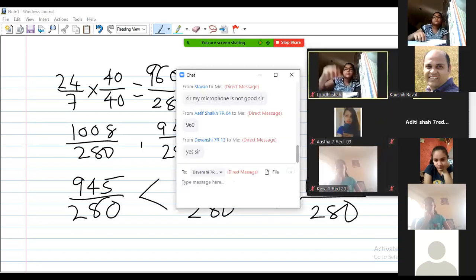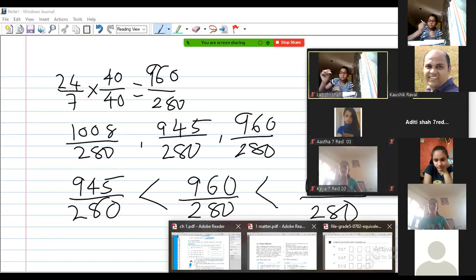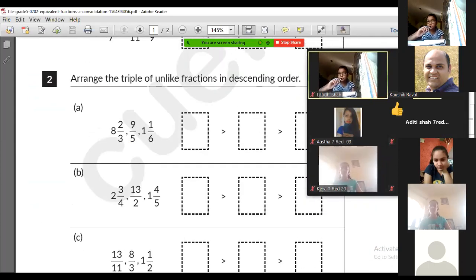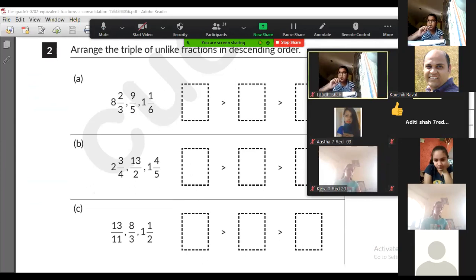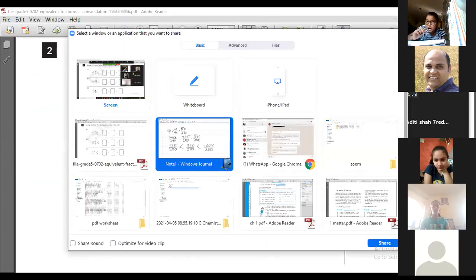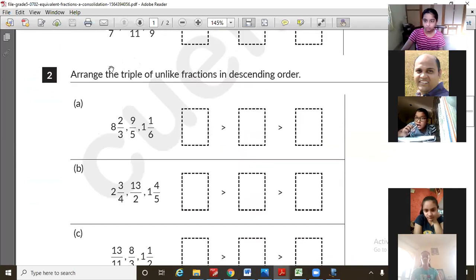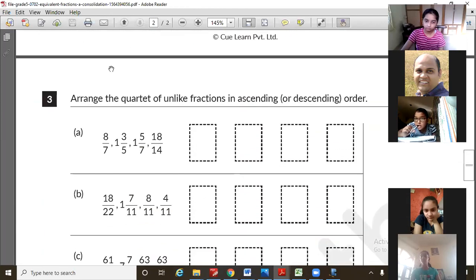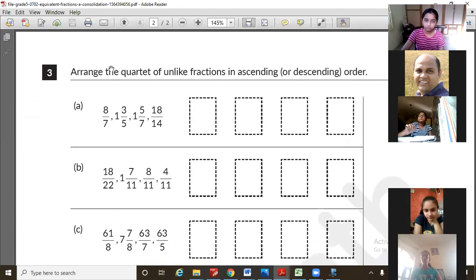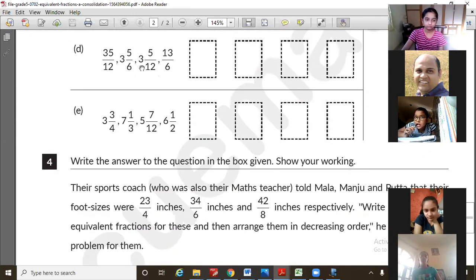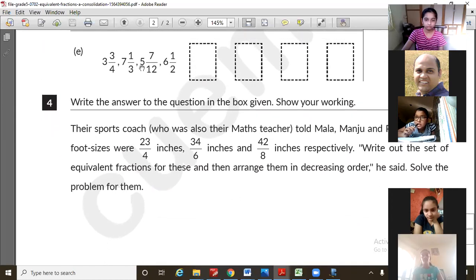So this way you can solve the rest of the examples in the worksheet, right? All the examples. The second question is very simple. In the second question, it is in descending order, so it is the same process. Arrange the quartet. Quartet means a group of four. So here you have to arrange those four into ascending or descending order. And the last one is a word problem.